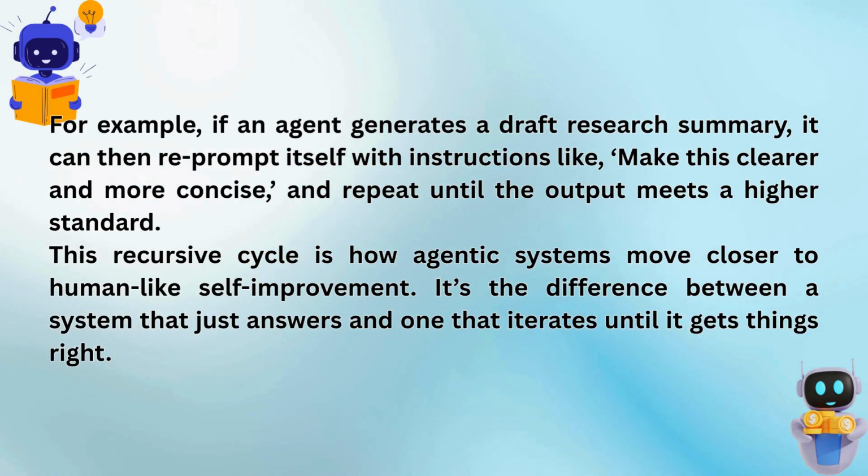For example, if an agent generates a draft research summary, it can then reprompt itself with instructions like, make this clearer and more concise, and repeat until the output meets a higher standard. This recursive cycle is how agentic systems move closer to human-like self-improvement. It's the difference between a system that just answers and one that iterates until it gets things right.